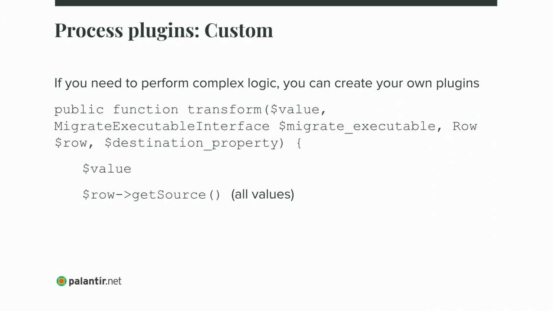If you write a custom one, that could be an option if you're not finding something that's working for you or it's becoming way too complicated. Custom process plugins are not that hard to write. And you have access to things like the value that you're being passed in, and also the whole source row. So if you need to combine multiple source rows into a specific value, that might be a way that you can do it. There are ways that you can combine existing process plugins, but if you're struggling with that, it might be worth trying a custom process plugin.